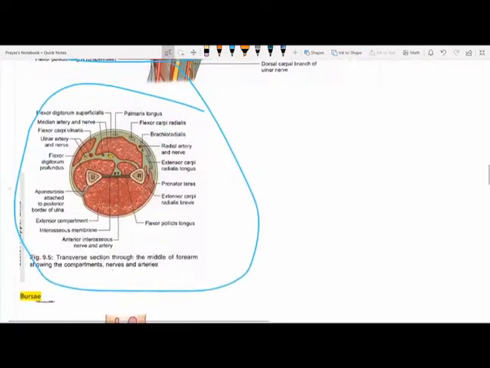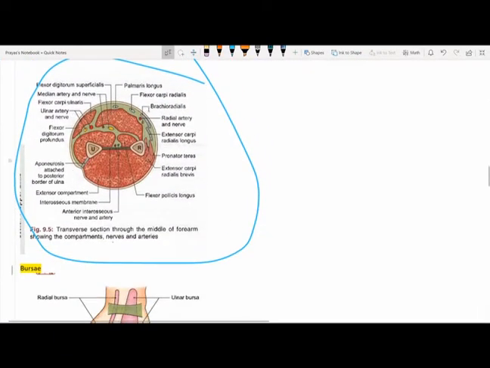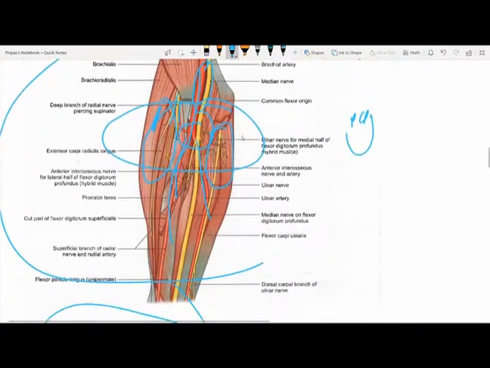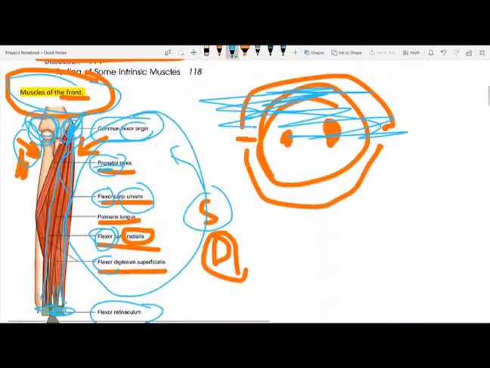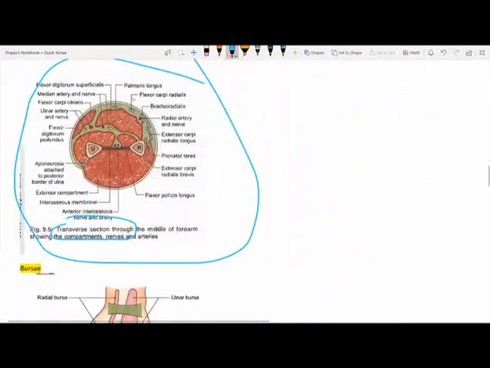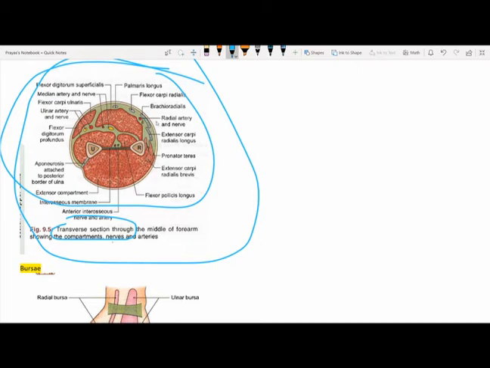This diagram particularly shows a transverse section of the forearm. You can look at diagrams like these, the lateral side and front views of the muscles. But the transverse sections are always important because they help you make a three-dimensional image of the muscles and where the arteries and nerves are. So this is the transverse section. These are always important, a really interesting diagram.